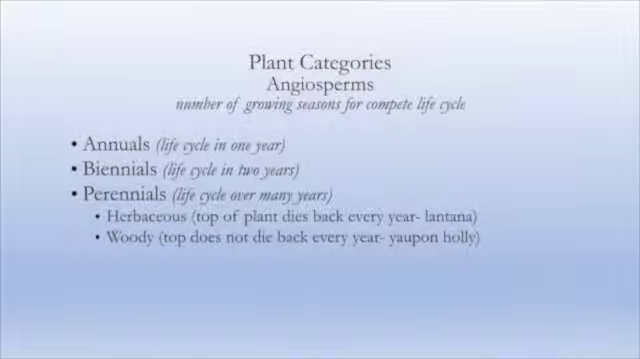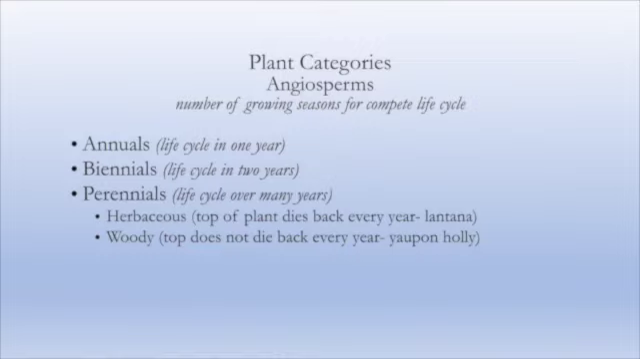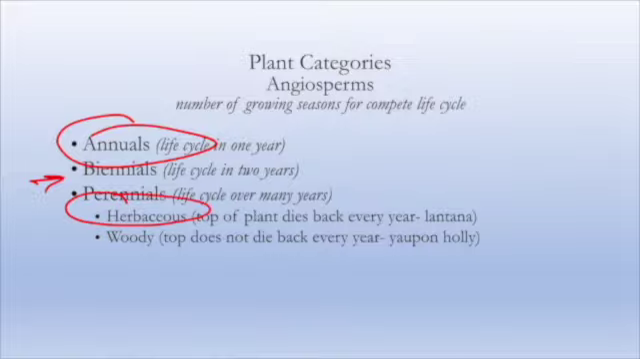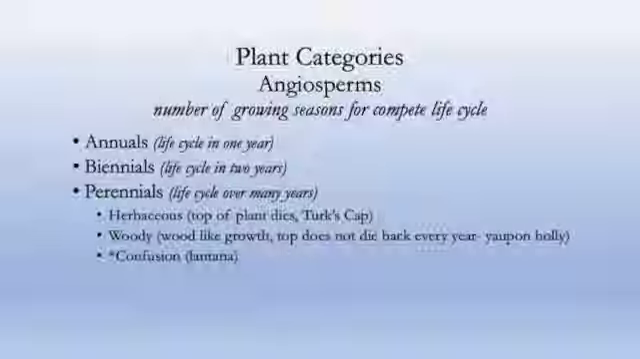All right, so we have angiosperms, monocots, and dicots. Each one of those 2 can be classified by their life cycle. An annual will go from seed to flower to seed in 1 year. A biennial takes 2 years, and then a perennial takes a period of years. Officially, there are 2 categories of perennials. There are herbaceous and there are woody. And then there's a third category, which I call confusing. It's not in the book.